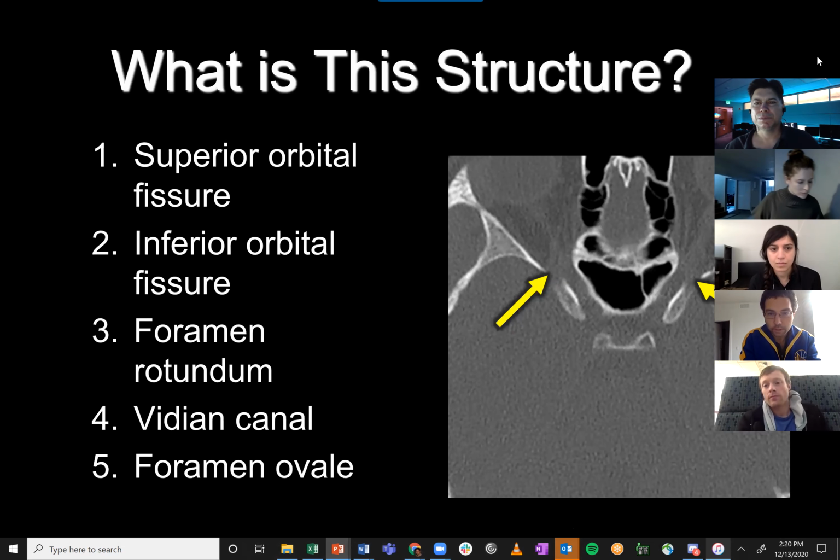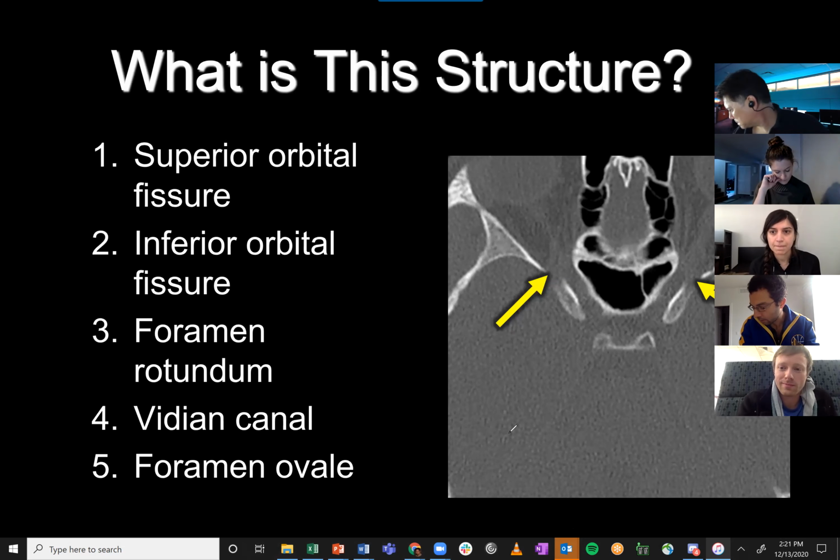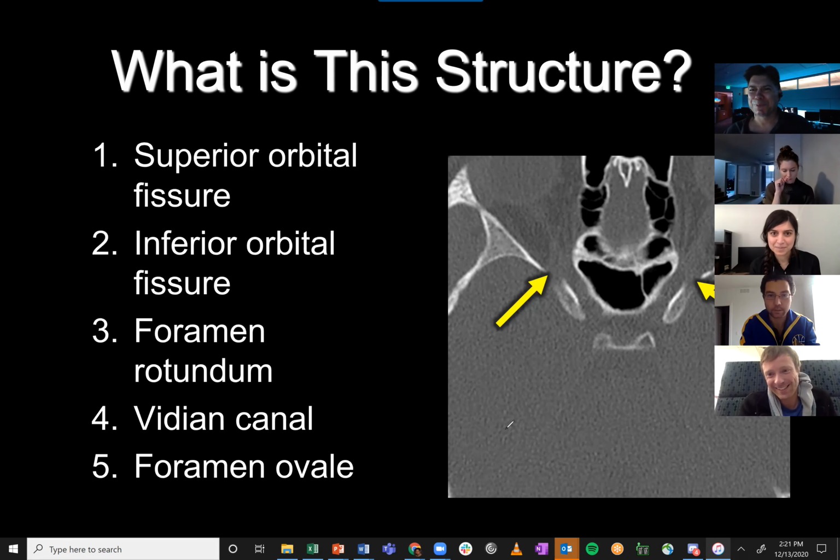What is this structure? This is the superior orbital fissure. That's right. What goes through there? Cranial nerves. Cranial nerves 3, 4, V1, and 6. That's right. All the nerves going into the eyeball, so 3, 4, V1, and 6 all go through there.